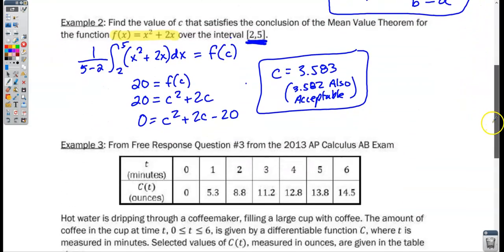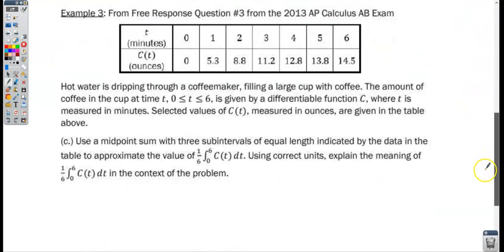All right, last example, example 3, comes from free response question number 3 from the 2013 AP Calculus AB exam. We've got a table of values here. It says hot water is dripping through a coffee maker, filling a large cup with coffee. The amount of coffee in the cup at time t, from 0 to 6, is the function c, where t is measured in minutes. Selected values are given in the table.